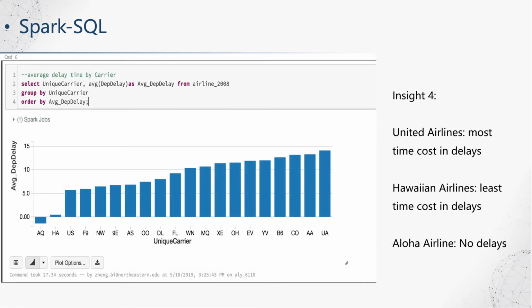Last but not least, we also pay attention to the flight carrier, or the airline company, in the US. From this bar chart, we get the insight that in 2008, United Airlines generally costs you the most time in delays, while Hawaiian Airlines costs you the least time in delays if you choose their aircraft. And one more thing to note: Aloha Airlines would even save you time if you buy tickets on their carriers, since their average departure delay is negative.